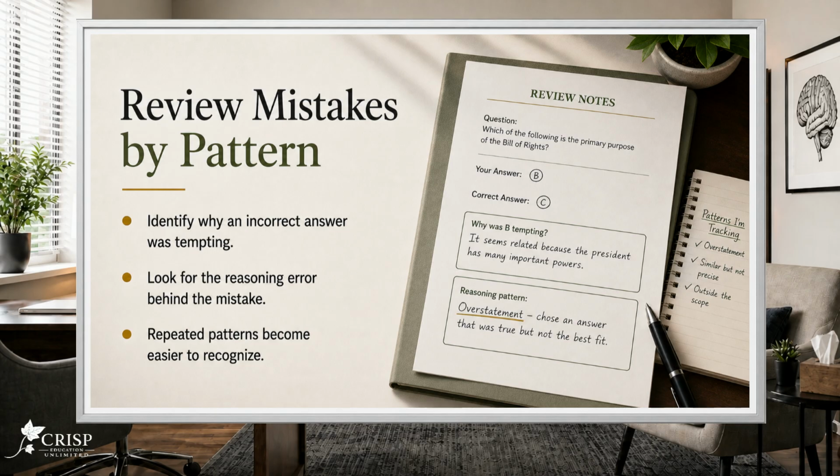Another helpful step is to review incorrect answers and identify the reasoning pattern behind the mistake. Ask why the answer was tempting. Did it use familiar terminology? Did it sound comprehensive? Did it answer a different task? Did it extend beyond what the data supported? Over time, these patterns become easier to recognize, and you begin to anticipate how distractors are constructed.